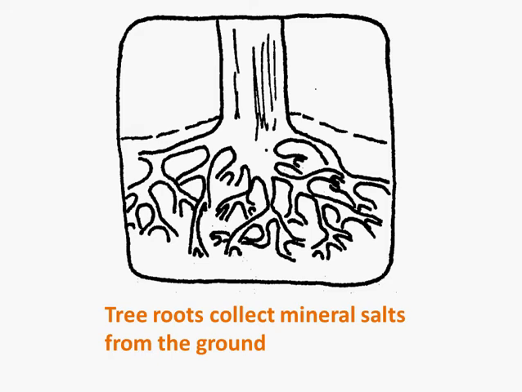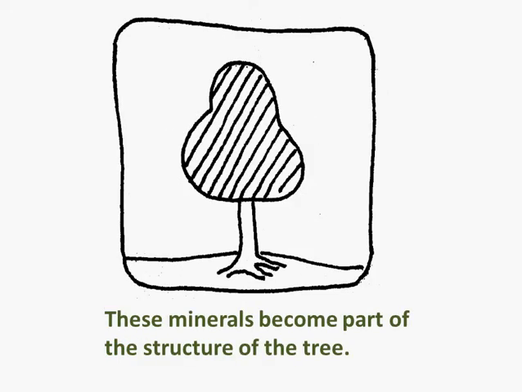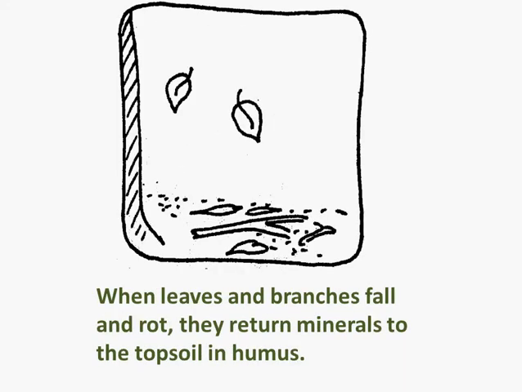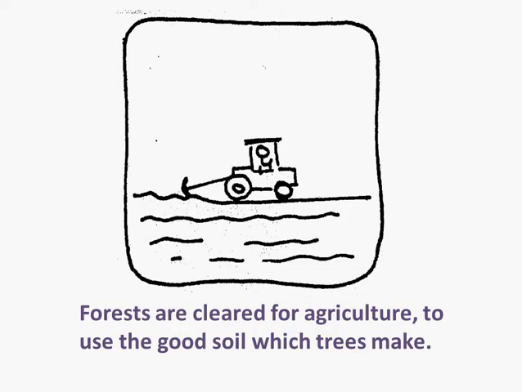Tree roots collect mineral salts from the ground. These minerals become part of the structure of the tree. When leaves and branches fall and rot, they return minerals to the topsoil in humus. Forests are cleared for agriculture to use the good soil which trees make.